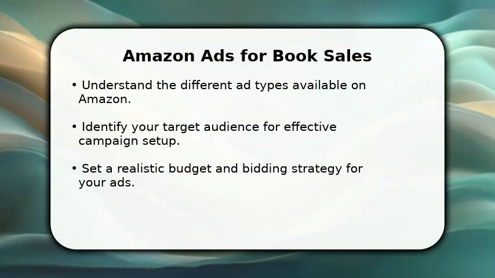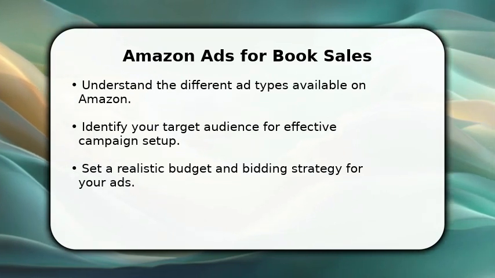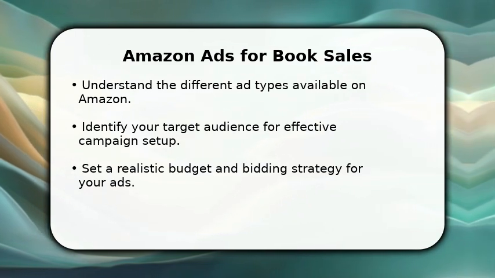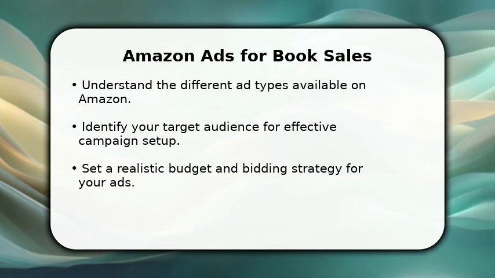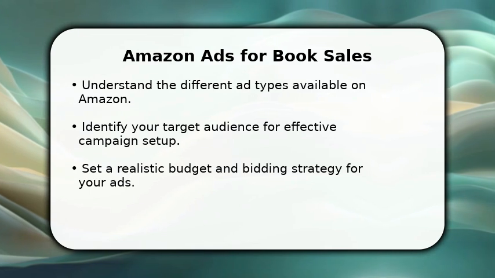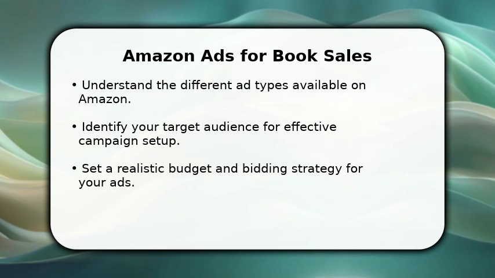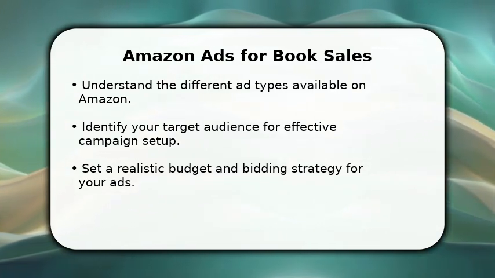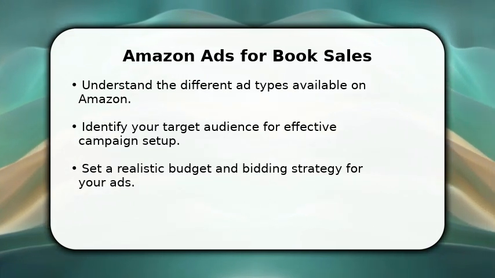Enjoy the video. In this video, I will explain how to use Amazon ads to sell books. First, you need to understand the various ad types Amazon offers, such as sponsored products and sponsored brands. Next, identify your ideal reader to target your campaigns effectively. Finally, establish a realistic budget and a smart bidding strategy to ensure your ads reach the right people without overspending. This foundational knowledge is crucial for launching successful book promotion efforts on the platform.